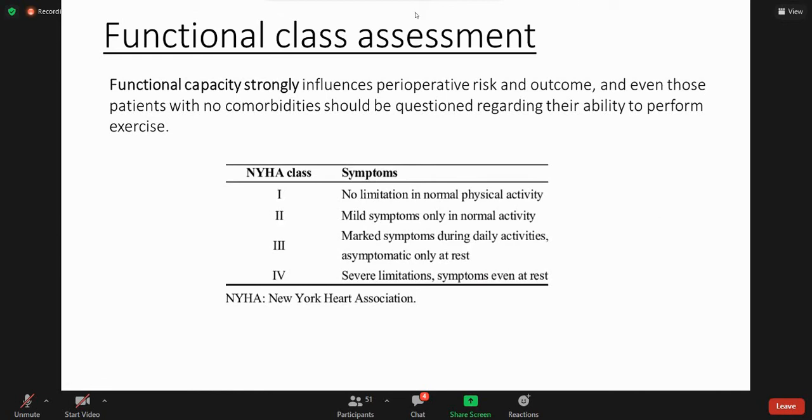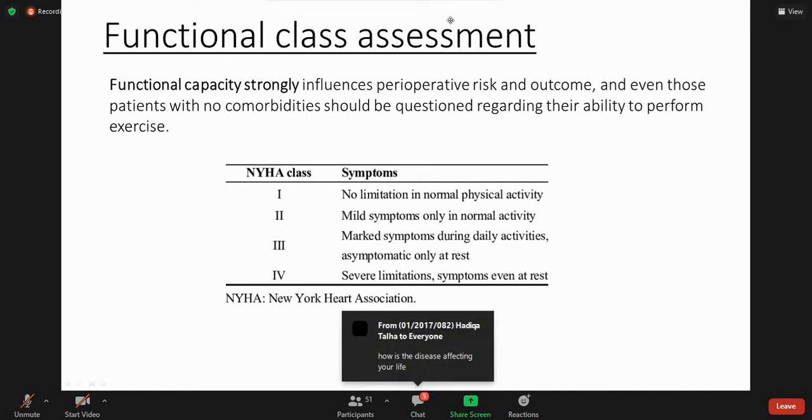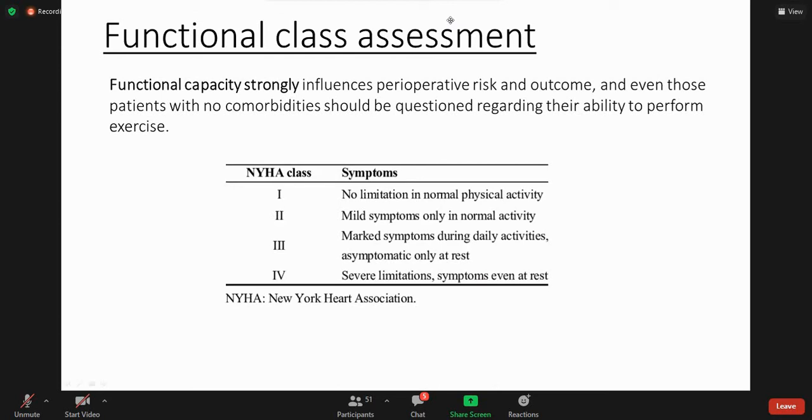Anyone? Yes, stamina. Stamina for what? Playing football. How is the disease affecting your life? We are actually asking about the limitation of the physical activity of the patient.